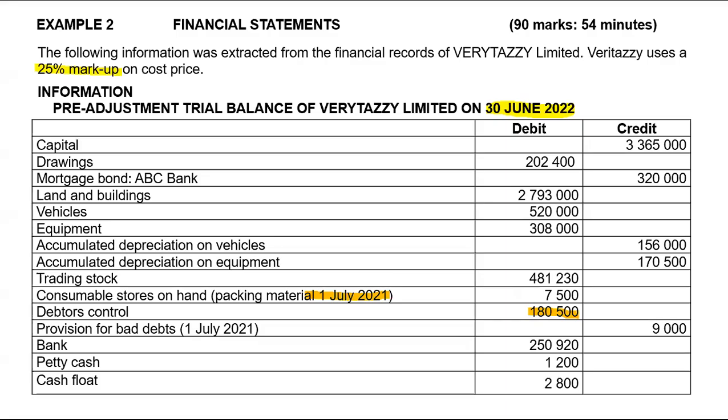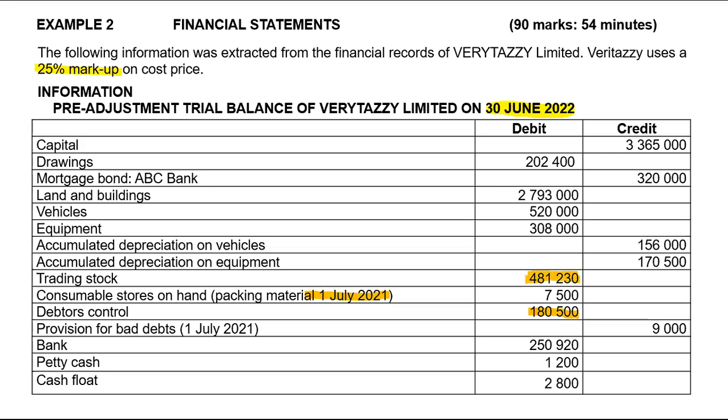So this is what I know. My trading stock in the trial balance. Let me just show you where I got this value. I'm taking it from the pre-adjustment trial balance, and in the pre-adjustment trial balance, my trading stock is recorded at 481,230. But remember, this first adjustment was not recorded, so that value is wrong. We need to adjust it.